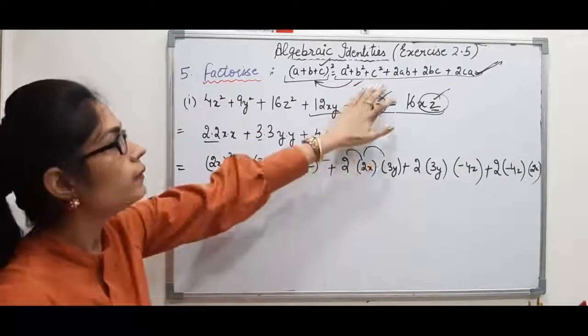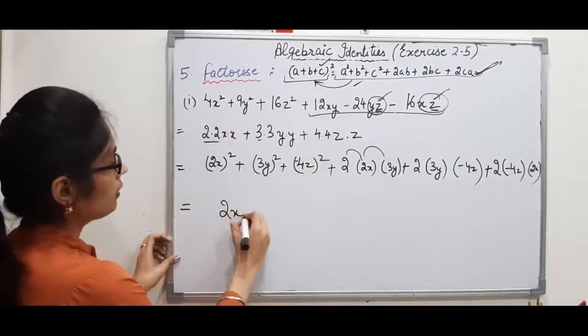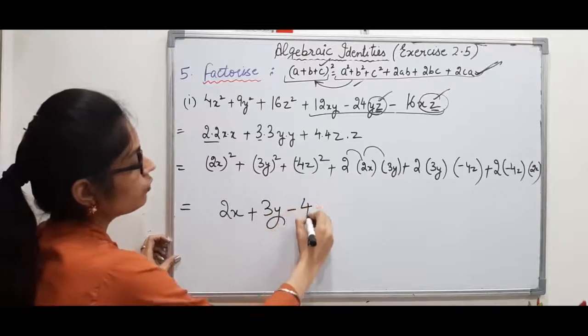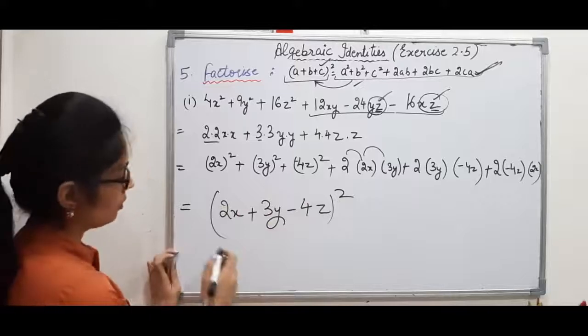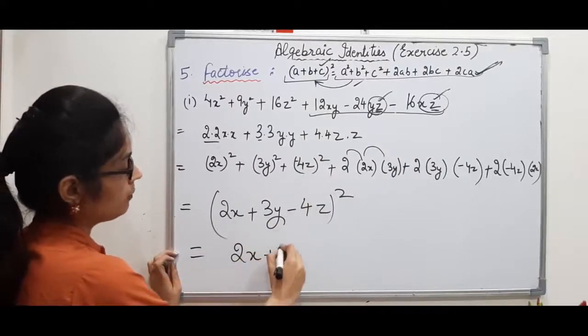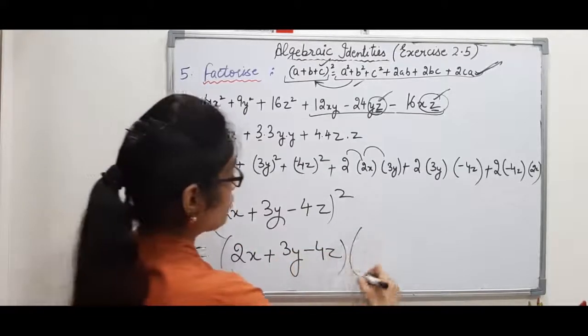Now this form directly we can write in this way. So a is 2x plus b is 3y, c is minus 4z, whole square. And whole square means this expression is 2 times, so we can write it in this way. 2 times we can write it.